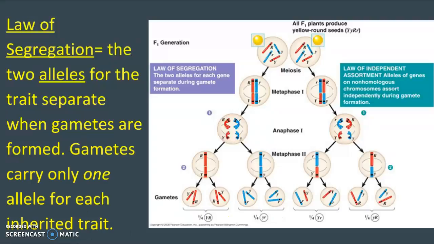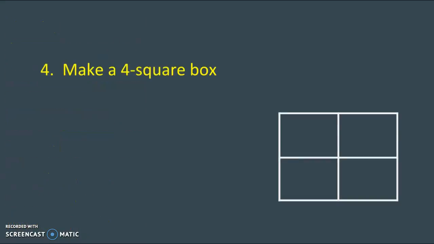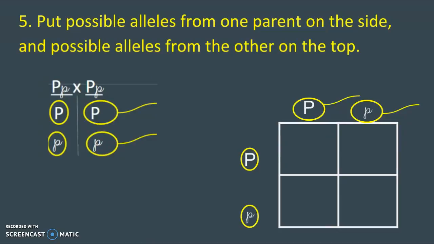So that's kind of what we're showing when we put the possible alleles with the egg and the sperm. The next step is to make a 4-square box, which is easy. Then, with what you've done here, you take one parent's possible alleles and list them in each row, and the other parent's possible alleles and list them in each column. And so what we're saying is, if this parent and this parent mate, this is what could happen.